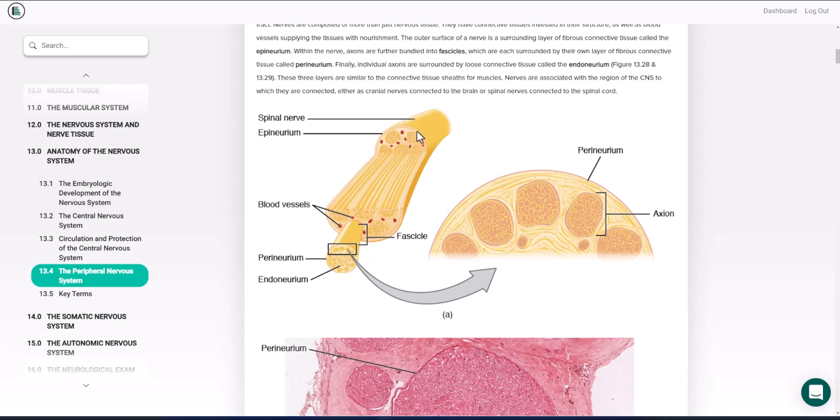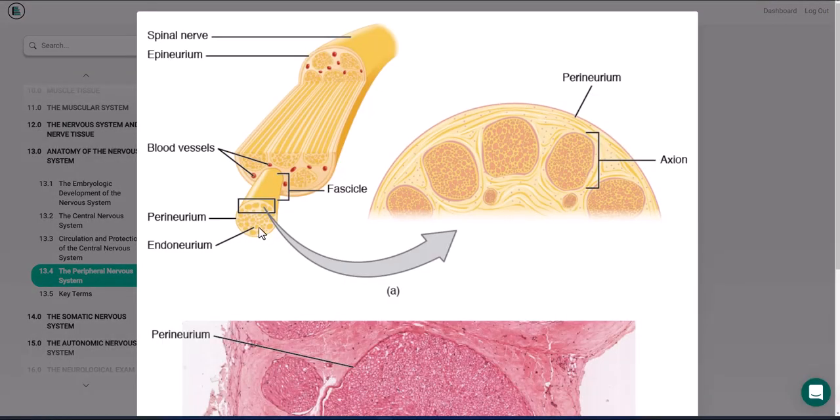Within the nerve, there are bundles of axons. Those bundles are a fascicle. The fascicle is surrounded by the perineurium, and then inside that fascicle, let me make this a little bit larger, these are each axons. One thing I want you to note is that the axons are not all the same size. You see skinny axons, you see fat axons, and we'll see the significance of that later on. But axons are not all the same diameter.